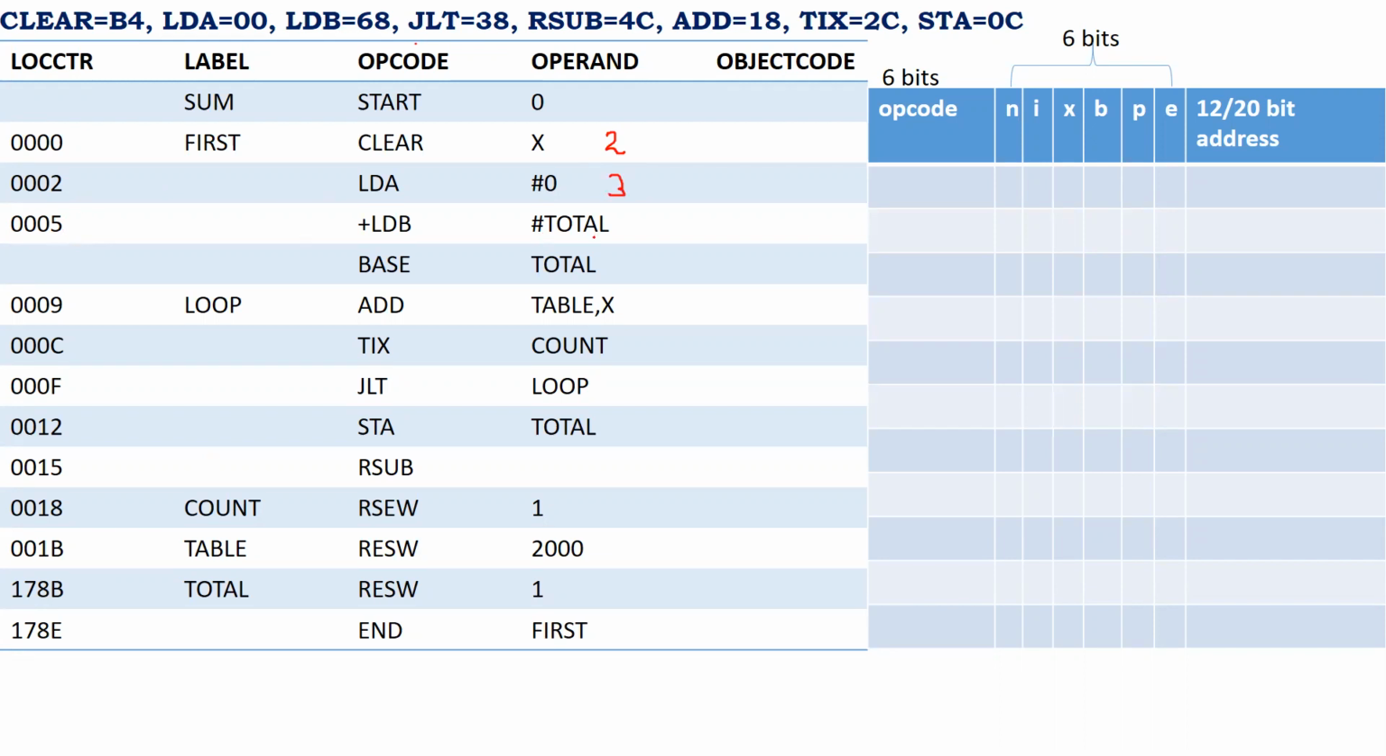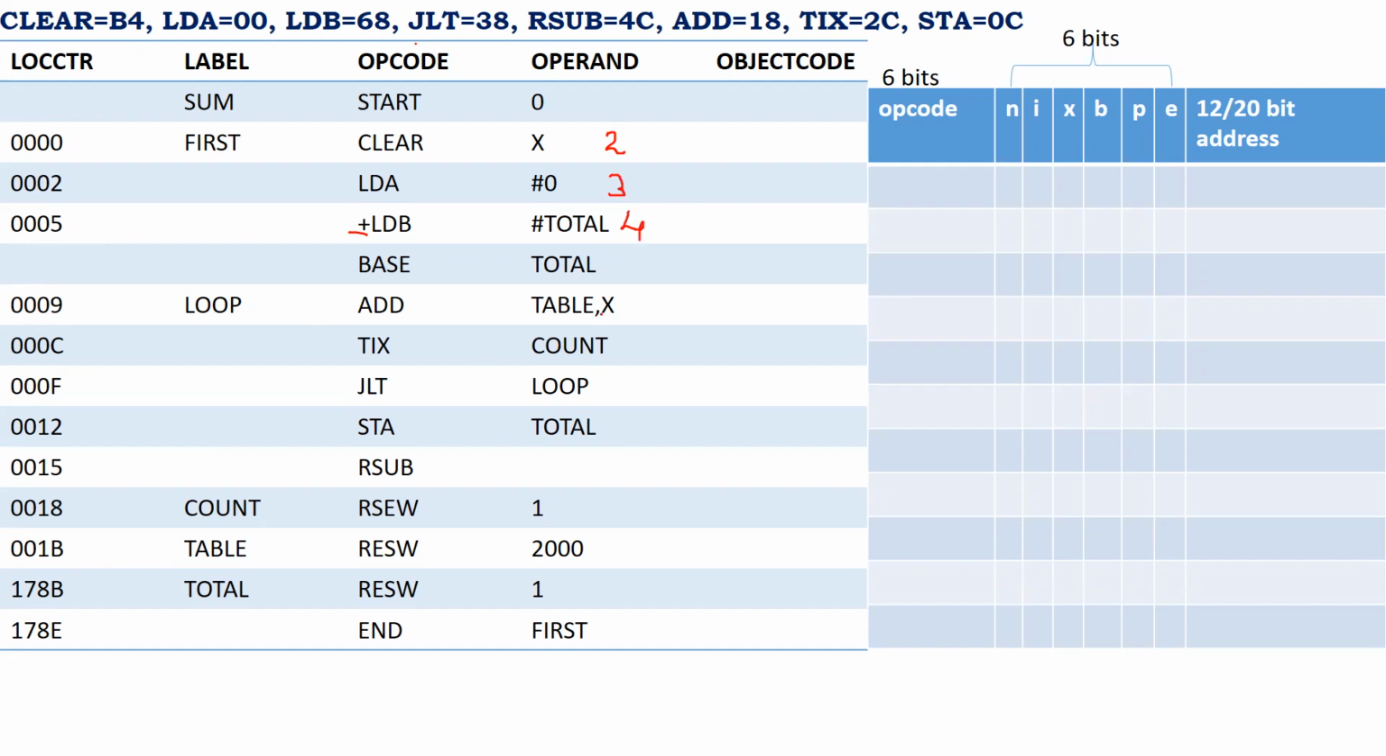Now we have hash total, but in the opcode we have plus. Plus indicates that it is format 4, so we need to add 4 to the location counter. Since we have BASE, we are not writing any location counter value for it. So we move to the next instruction and write there. We are adding 4 to the 5, so it becomes 009.